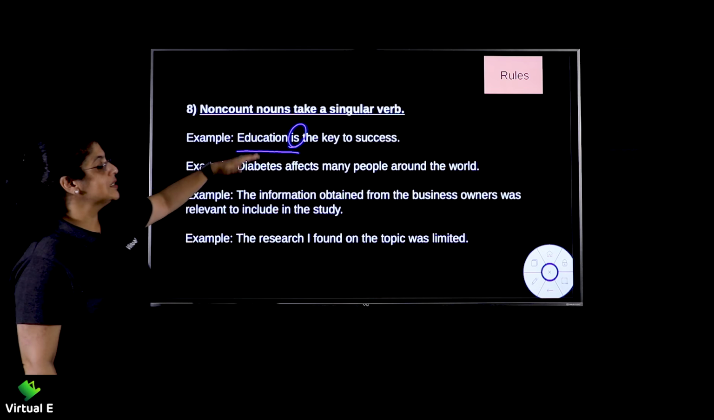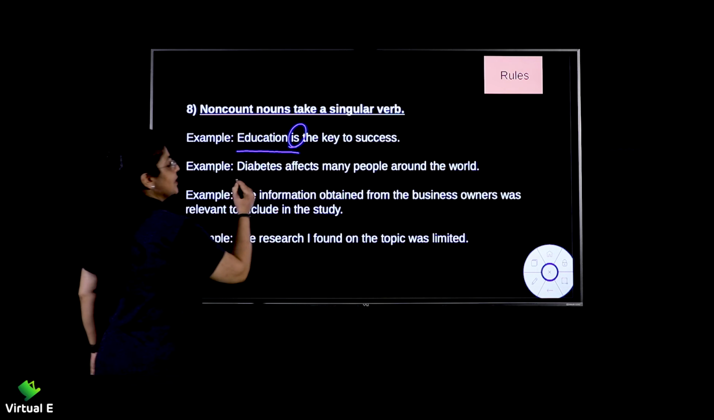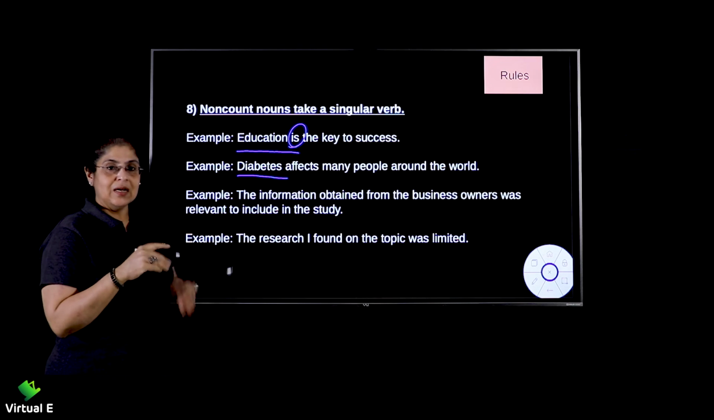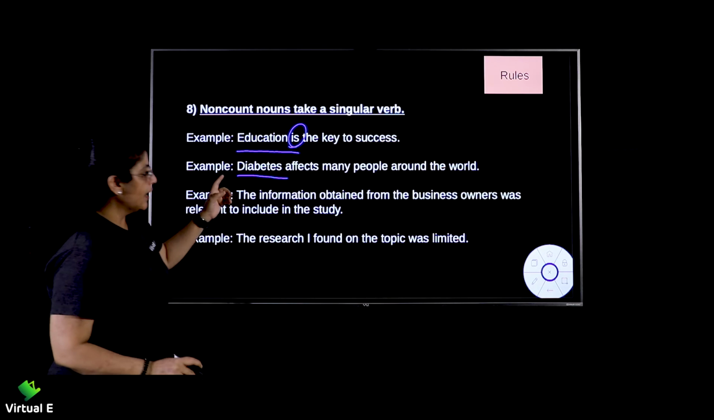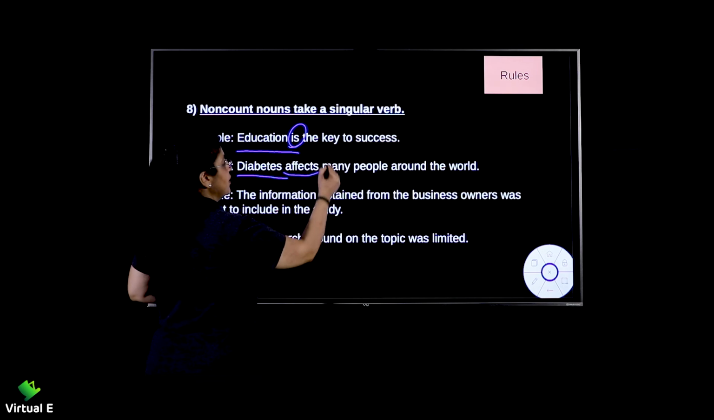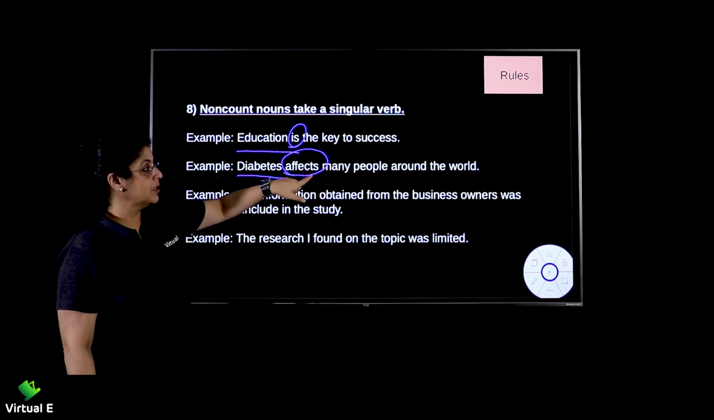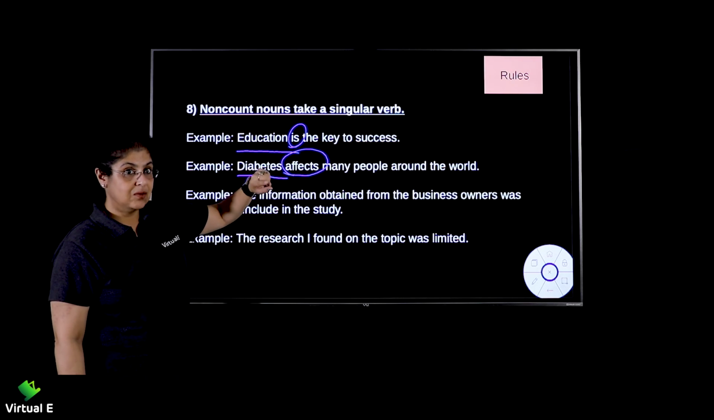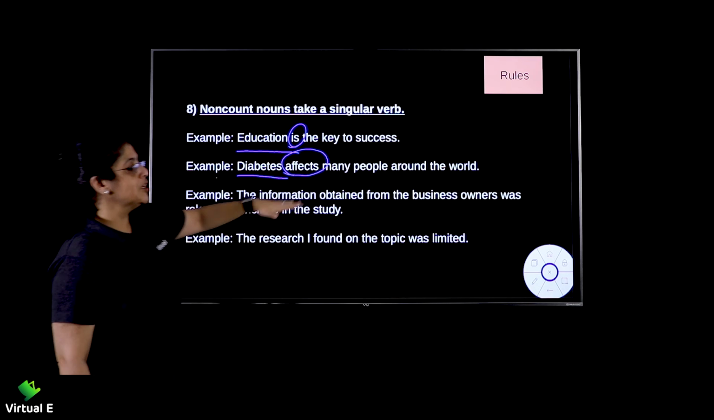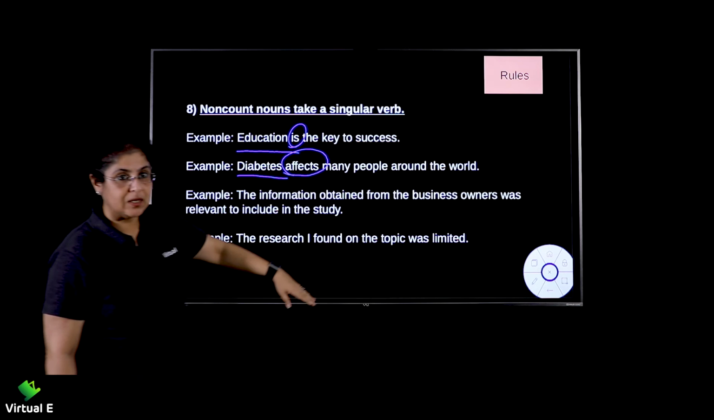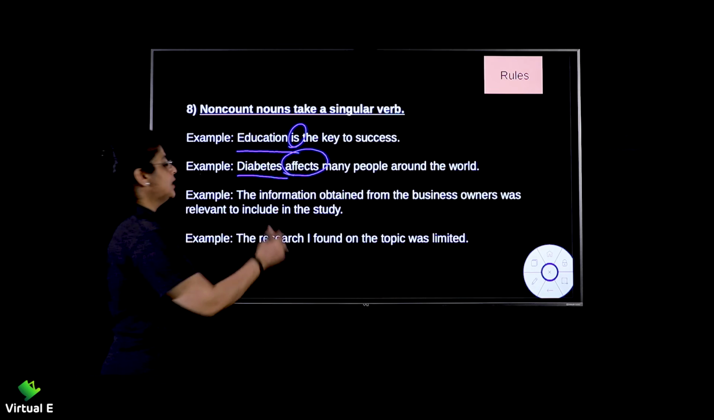Education. Diabetes affects many people around the world. Now, diabetes is singular. It is one. I mean, it has that effect of a plural because of the S, but it is treated as singular. And because this is singular, the verb, if you see next to it, is also in the singular. When I say it is in the singular, it has the S. Singular S. Another technique. Yes? Keep watching. The information obtained from the business owners was relevant to include in the study. The information.